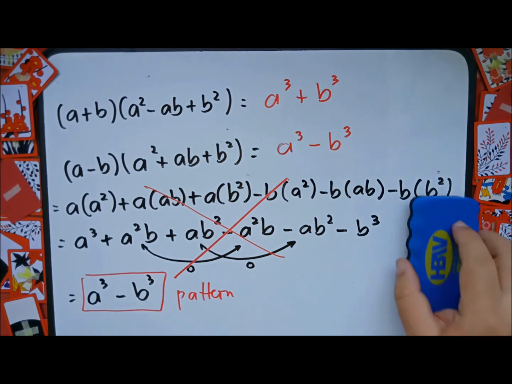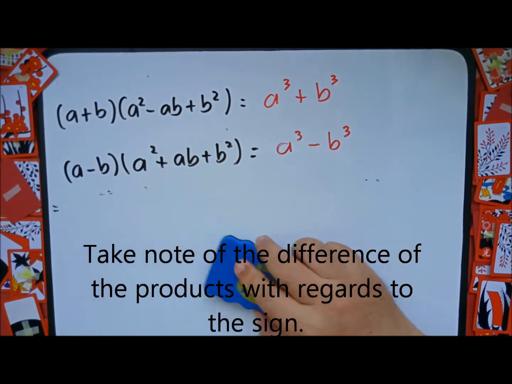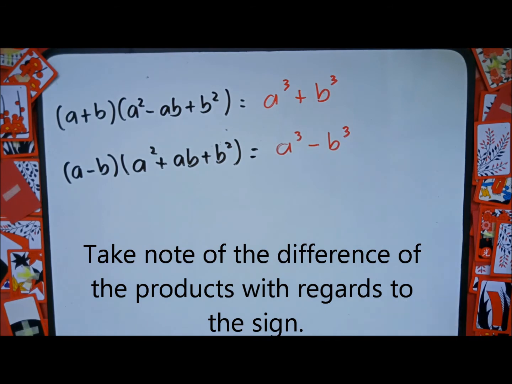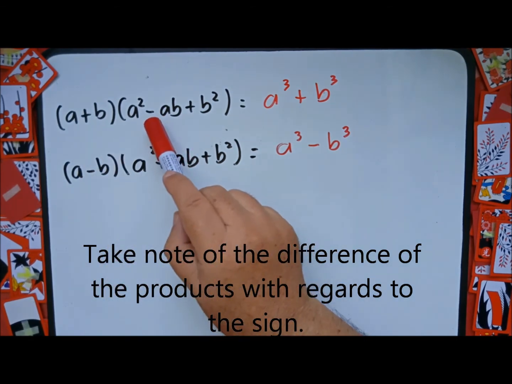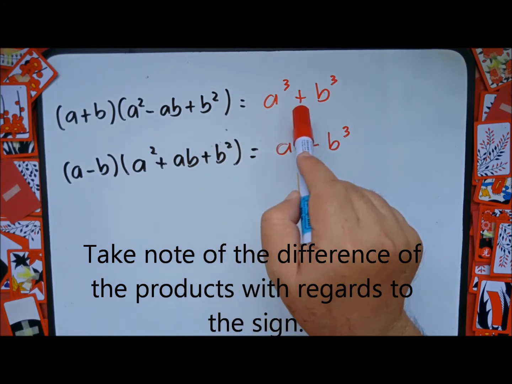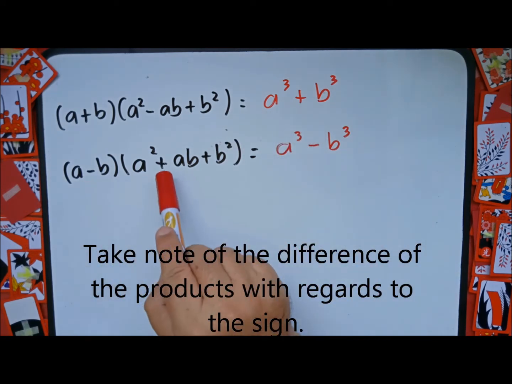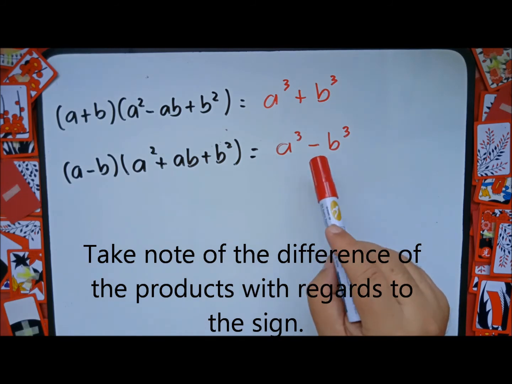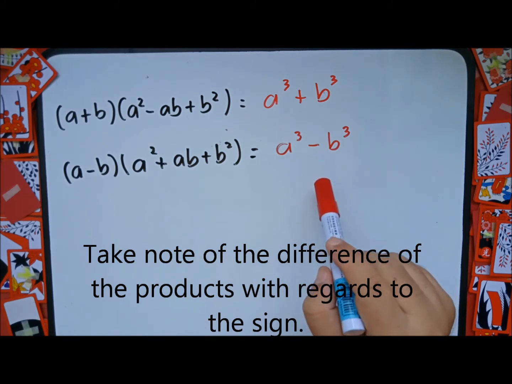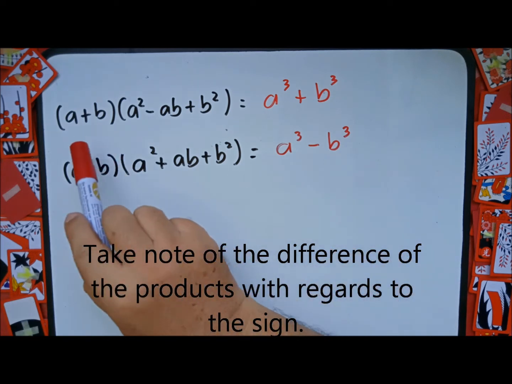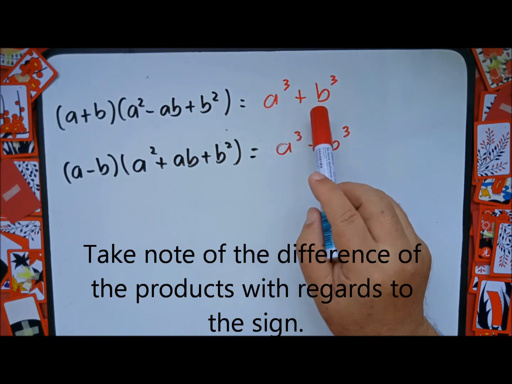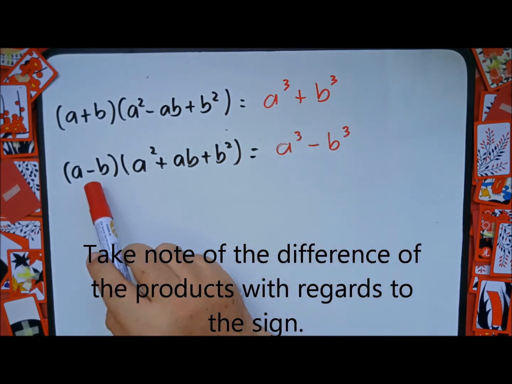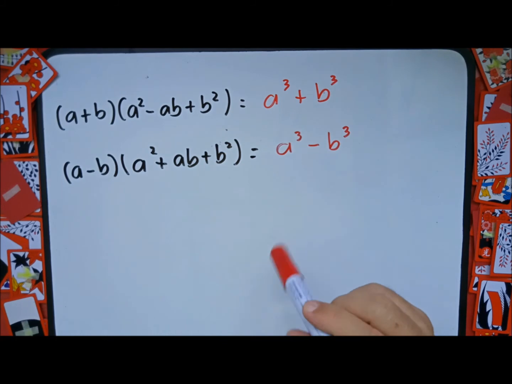Okay, what have you noticed? If this is positive, this is negative, positive answer, positive product. If this is negative, this is positive, negative on the product. Okay, don't be confused. Positive binomial, positive product. Negative on the binomial, negative on the product.